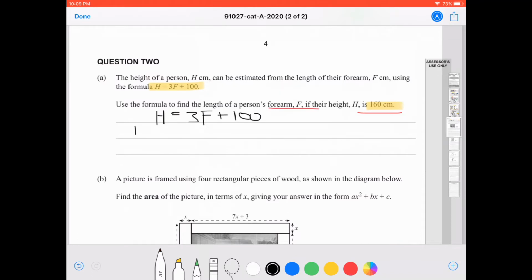So we can say 160 equals 3F plus 100, and taking 100 to the left hand side, we can say 60 equals 3F, dividing by 3 on both sides, F equals 20.